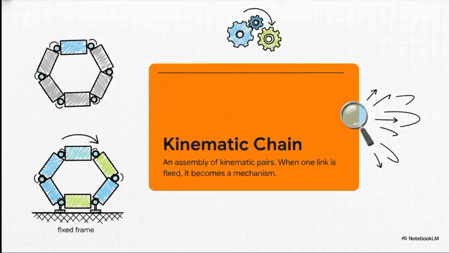Okay, so what happens when we start stringing these links and pairs together? We get something called a kinematic chain. It's like we've assembled our Lego set. It's a complete loop, ready to move. But there's one last, absolutely critical step. To turn this floppy chain into a useful mechanism, you have to nail one of the links down. You have to fix it to something that doesn't move, like the frame of a car. The second you do that, bam! Suddenly, all the other links have a predictable path to follow.